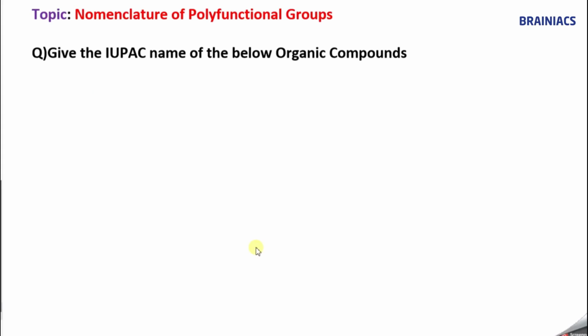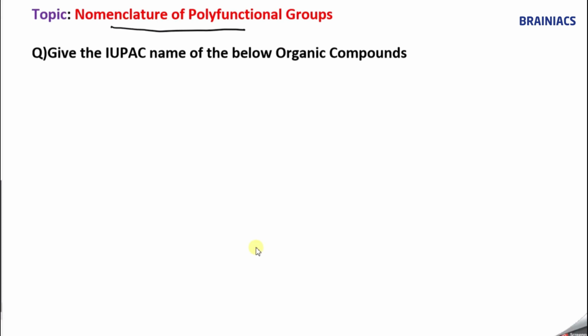Hi, dear students. In our last class, we were discussing complex substituents and their naming. Today we are going to discuss a new topic, the nomenclature of polyfunctional groups. The first question is: give the IUPAC name of the below organic compounds. I will give you a list of organic compounds and we will try to name them.